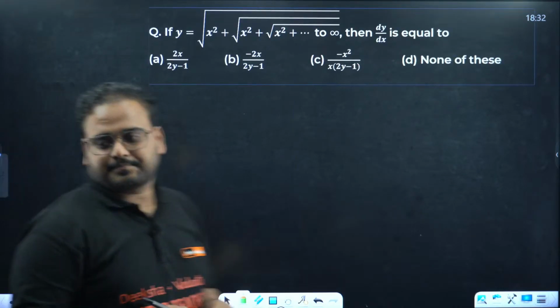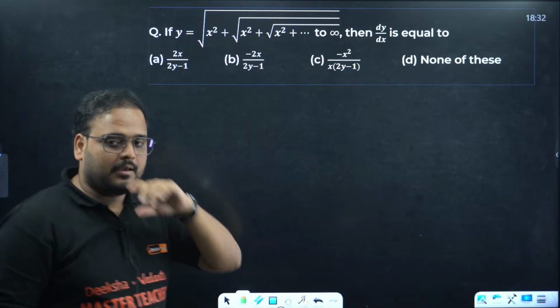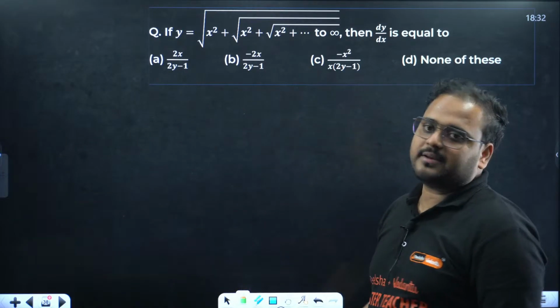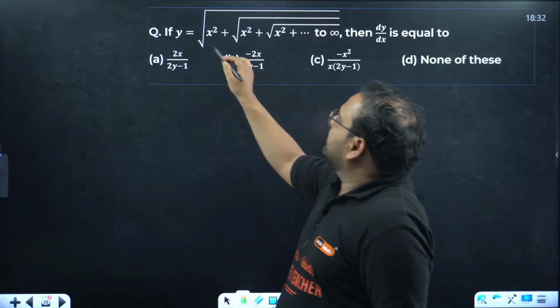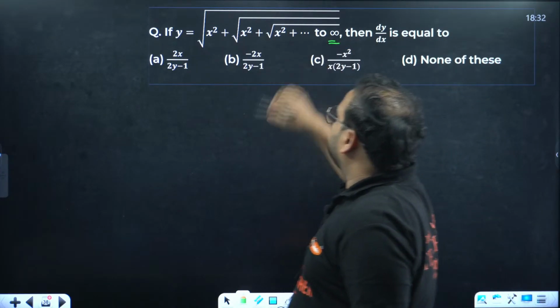All right. Anyone has doubt in the previous question? Go ahead and ask me. How do you solve this question again? Sir, this is x squared plus root of x squared plus root of x squared plus, till infinite number of terms.